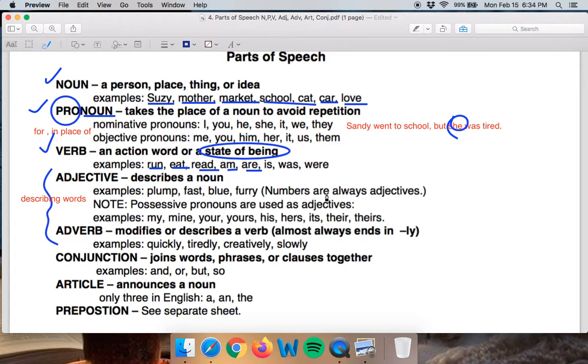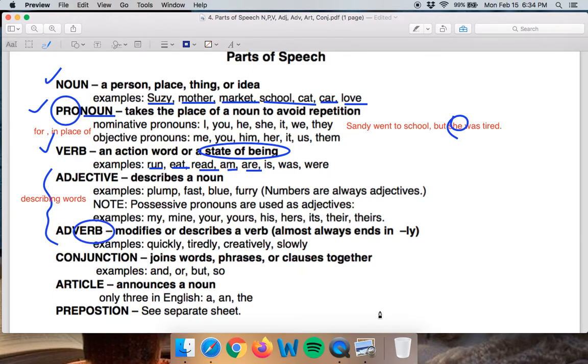Numbers, for example, are always adjectives. So if I had a cookie, a cookie is a noun, it's a thing. If I have two cookies, two tells me about cookies. So numbers are always adjectives. We'll come back later and talk about possessive pronouns. But first, let's talk about adverbs. It's easy to remember which of these is which. Adjectives describe nouns. Adverbs describe verbs because it's got the word verb in there, right?